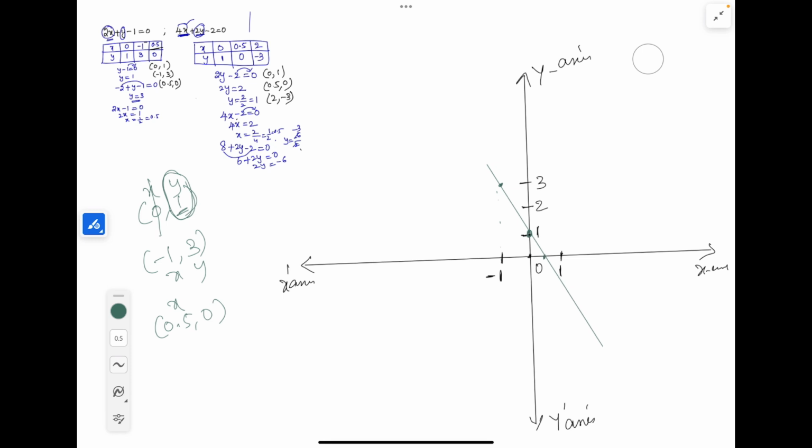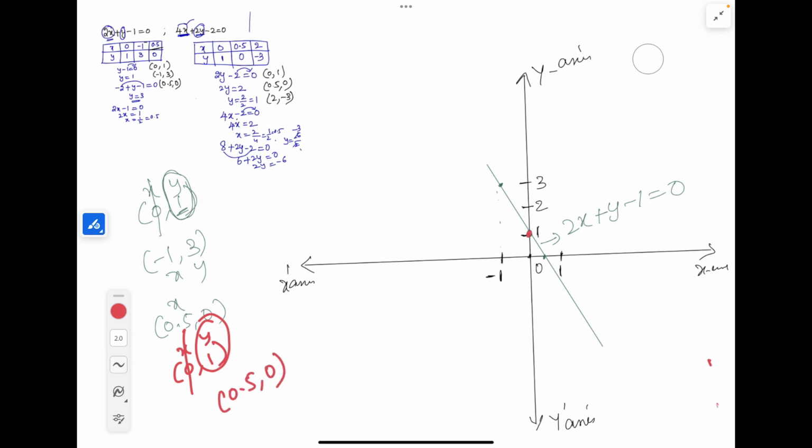So this is the equation 2x plus y minus 1 is equal to 0. Let us draw the graph of the second equation. First one is 0, 1. So x followed by y. X value 0, so it will lie on y-axis, which is here. Y value 1 is here.